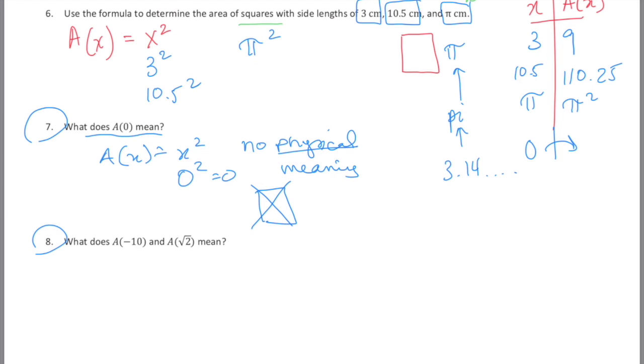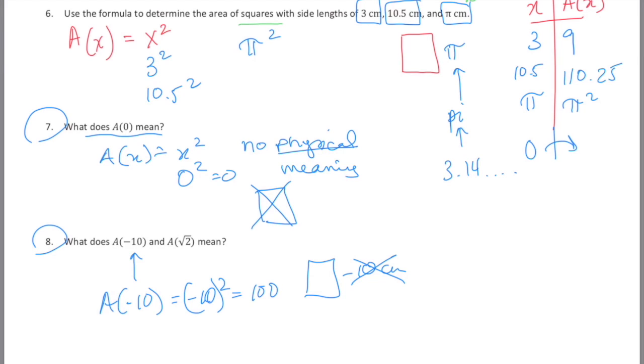For number 8, A of negative 10, again, we can find the answer to that, right? You will see that A of negative 10 is basically negative 10 squared, which will be 100. But you can't have a square with sides of negative 10 centimeters. There's no such thing as negative 10 centimeters. We only measure in terms of positive numbers. A ruler goes from 0 on up. It doesn't go from 0 to the negatives because we can't measure that.